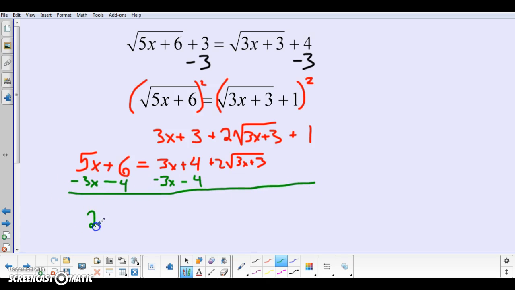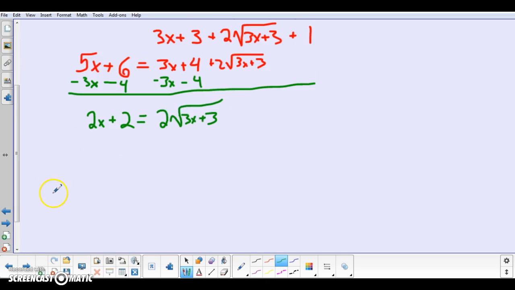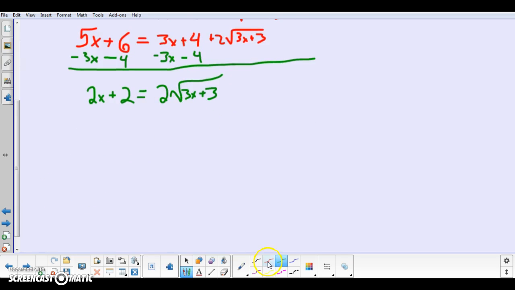Which will give me 2x minus 2, actually plus 2, excuse me, is equal to, these cancel, so I'm left with 2 times the square root of 3x plus 3. So then I'm almost to the point where my radical is by itself, but I still need to get rid of this 2 that's in front of it. So to undo the multiplication of 2, I divide by 2. I'll divide this whole thing by 2. You can think of it as dividing each of these individually by 2.